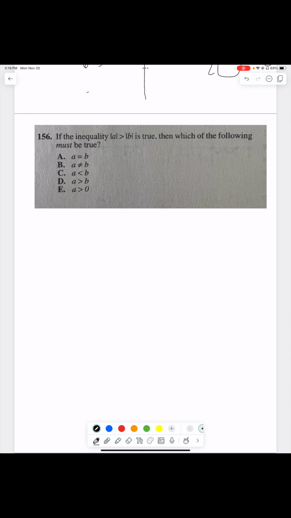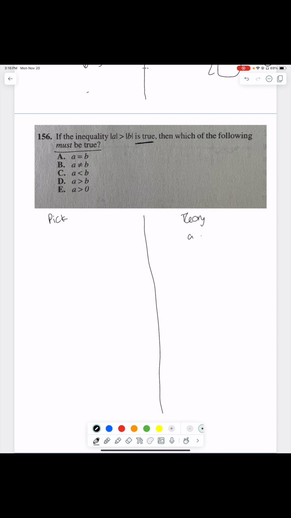Question 156. If the inequality of the absolute value of A is greater than the absolute value of B is true, then which of the following must be true? Again, must be true means it must be true at all times, no matter what number you pick. Again, we have two ways to solve this. Option one is we pick numbers. Option two is theory. So let's start off with the theory, okay?